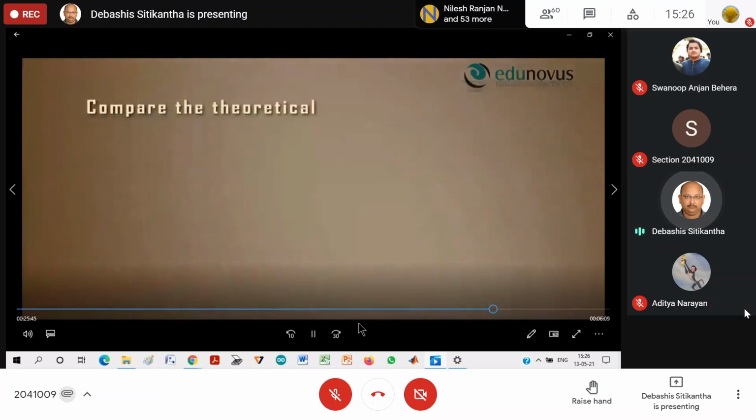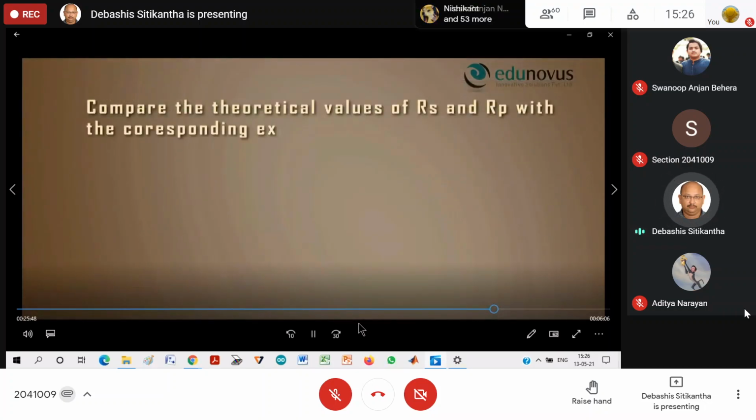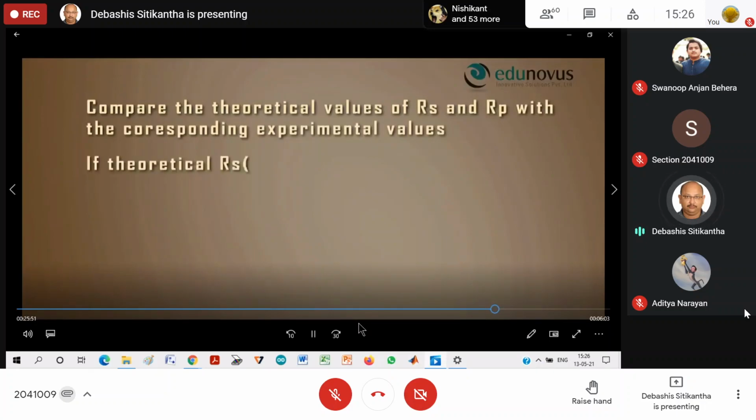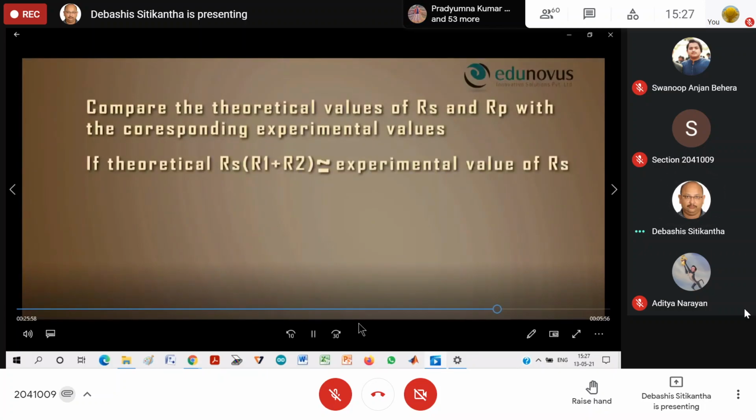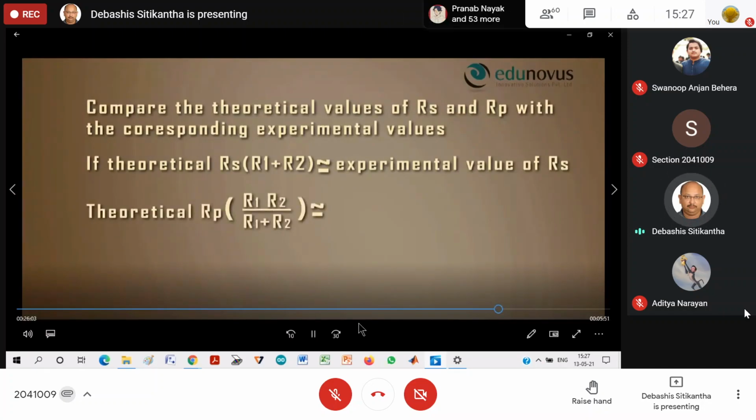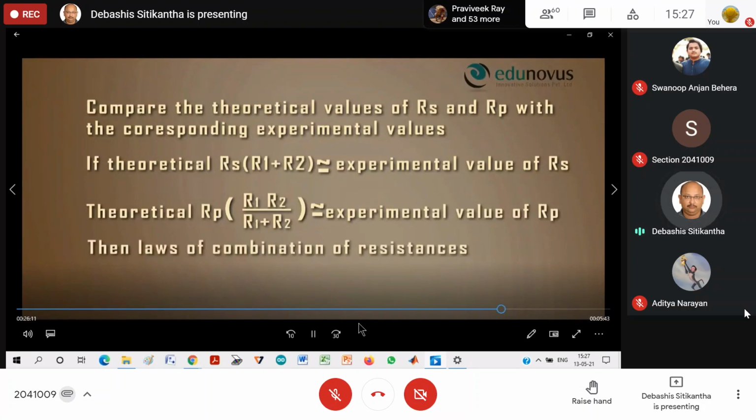Compare the theoretical values of Rs and Rp with the corresponding experimental values. If theoretical value Rs, R1 plus R2, is approximately the experimental value of Rs, and theoretical value Rp, R1 R2 by R1 plus R2, is approximately the experimental value of Rp, then the laws of combination of resistances in series and parallel are verified.